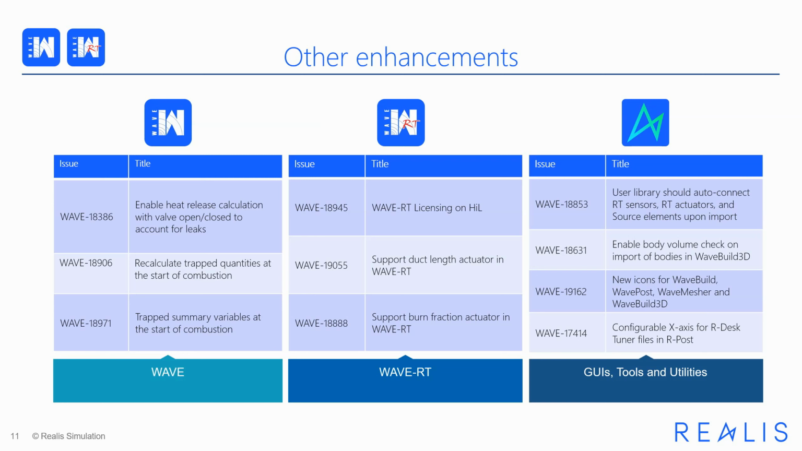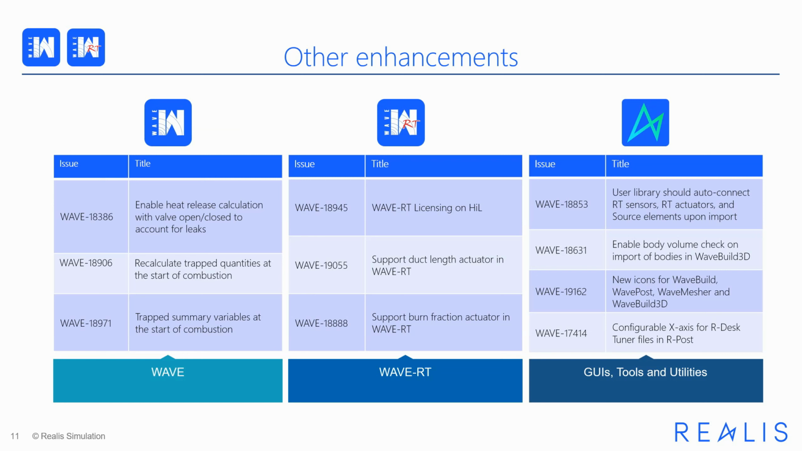There are 2 new actuators supported in WaveRT: duct length actuation, which is possible in Wave and which can be instrumental for adjustments of intake manifold, as well as burn fraction at completion actuator, which improves control of prescribed combustion models in real-time applications. Other notable enhancements include user libraries auto-connecting RT sensors and actuators as well as source elements when added to a model in RDesk.